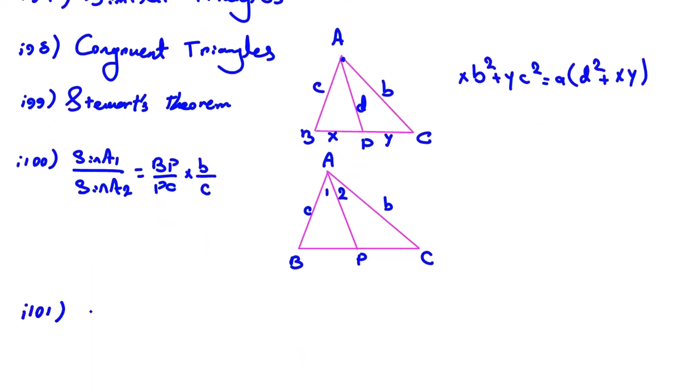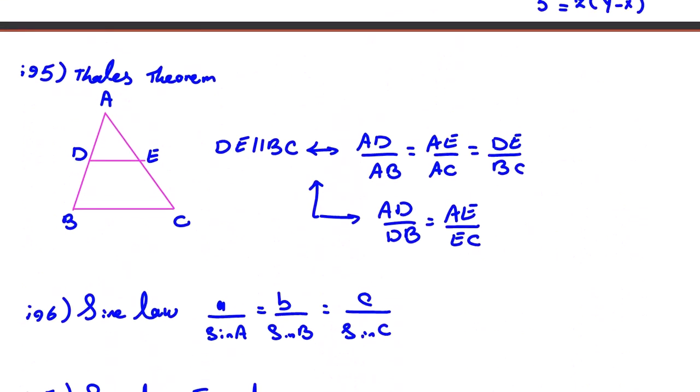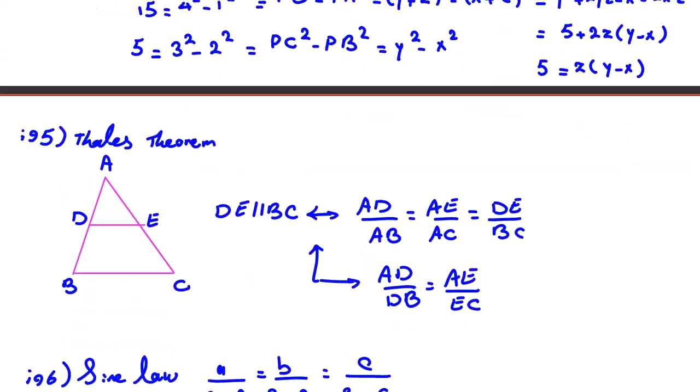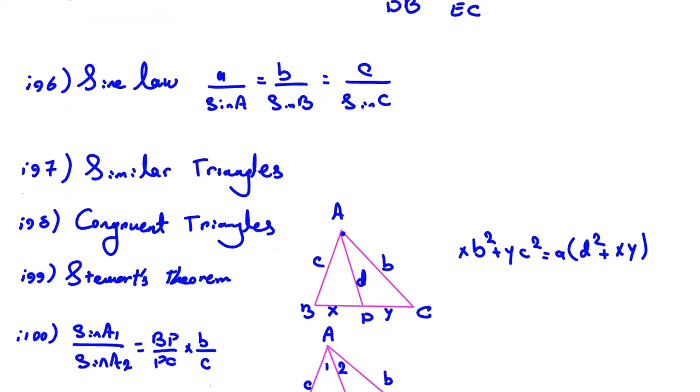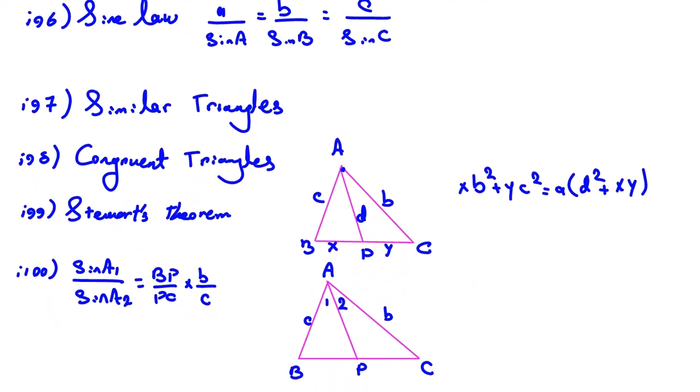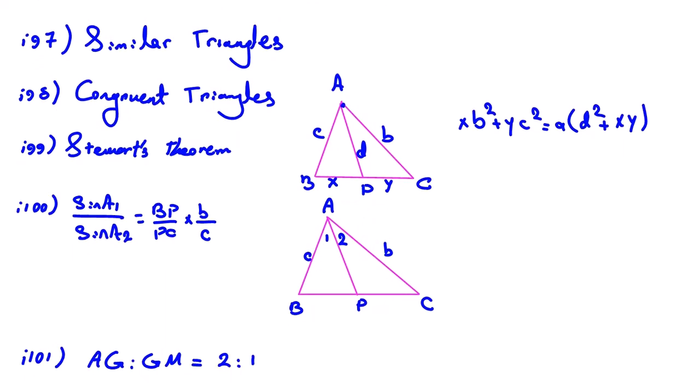Idea 101. If you draw medians, for example, AG over GM, the ratio they create is what? Is 2 over 1. Okay. So I told you these things. This one, Pythagorean theorem, cosine law, sine law, Thales's theorem, similar triangles, congruent triangles, Stewart's theorem, double sine law, or ratio lemma, we call it.